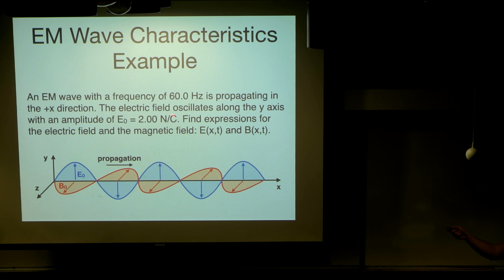So what we're going to do here is derive expressions for the electric field and the magnetic field. So we have E as a function of x and t, and B as a function of x and t. We're going to be able to write down those exact formulas for this wave, okay, given the information here.